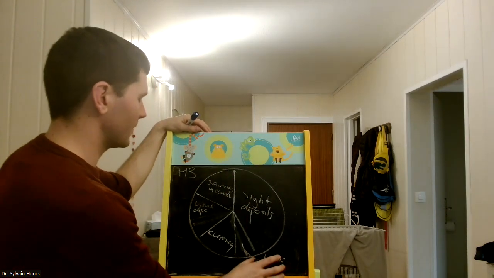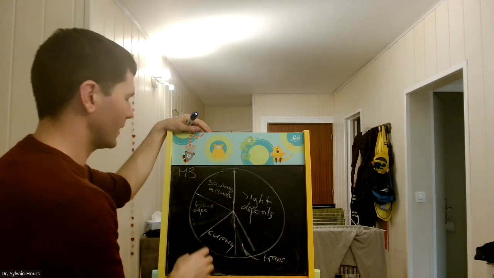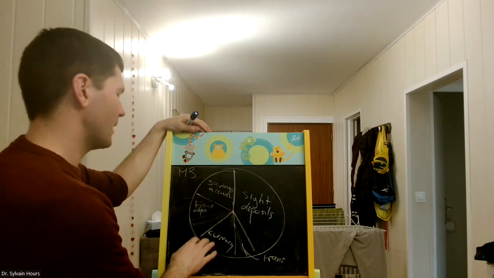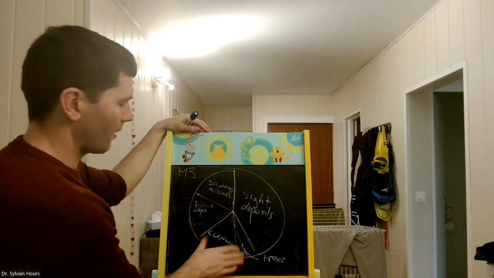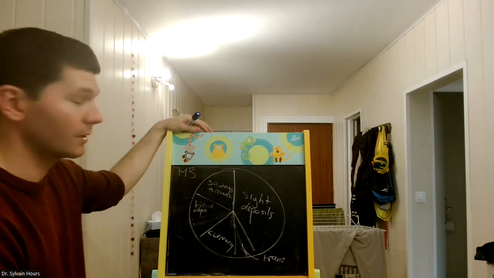Almost 50% sight deposits, almost a quarter savings accounts, about 20% time deposits, 15% currency, and 5% or 10% transaction accounts, just to give you a rough idea of the composition of M3 right now in Switzerland. Okay, that's it.